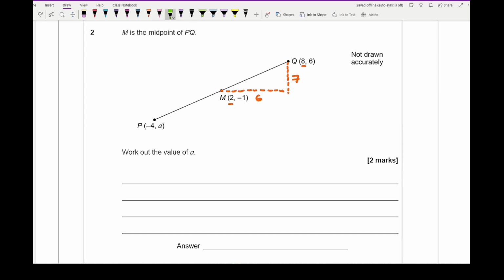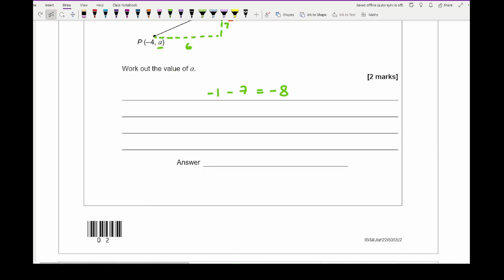Now, if M is the midpoint, then that triangle is going to be the same as the triangle drawn from P to M. So that's also going to have a height of 7 and a base of 6. So then to find a, which is the y ordinate, I've got to do -1 minus 7, which gives me an answer of -8. So the y ordinate for P is going to be -8.